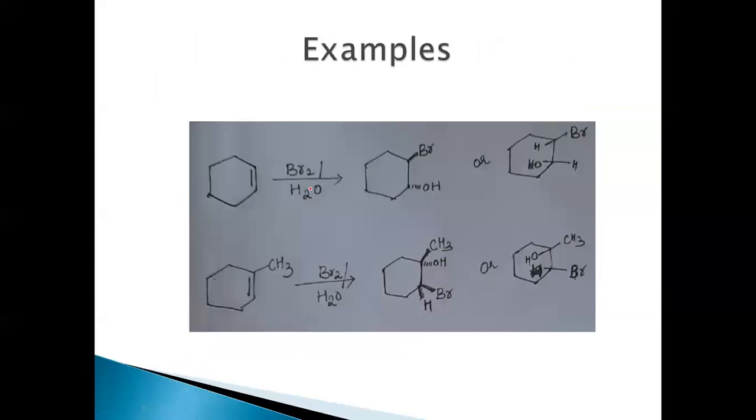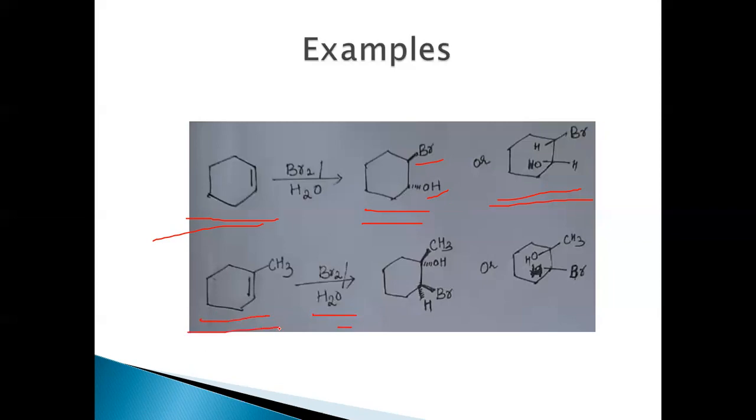When Br2 in the presence of water is added to cyclohexene, the anti-addition product is seen here. See, the Br and OH are in anti-position. This can also be represented in this way, where this dotted line and this one represent that they are added in an anti-position, this Br and OH.